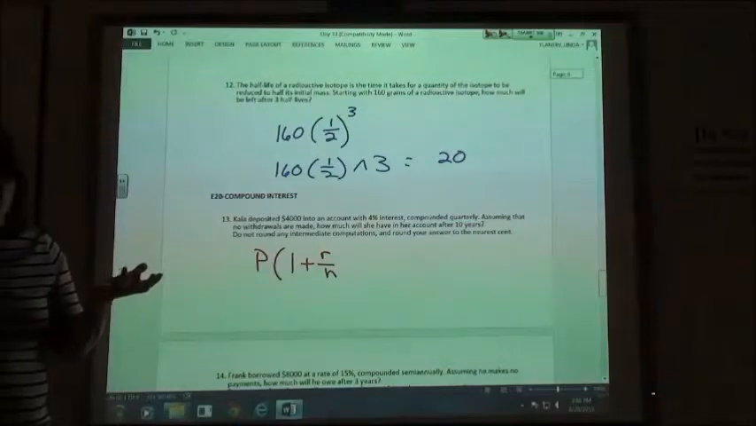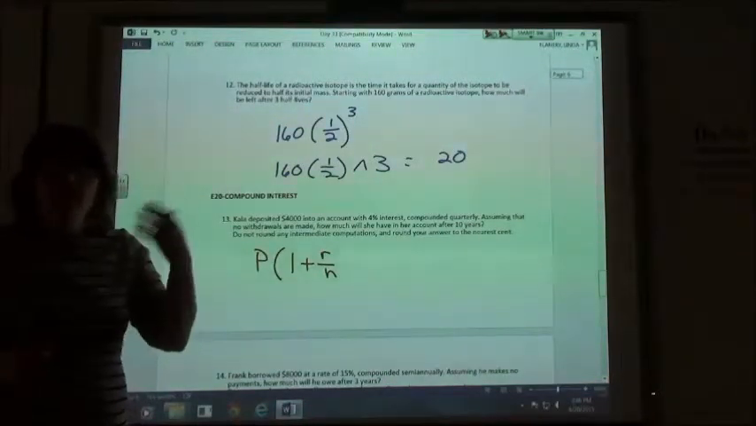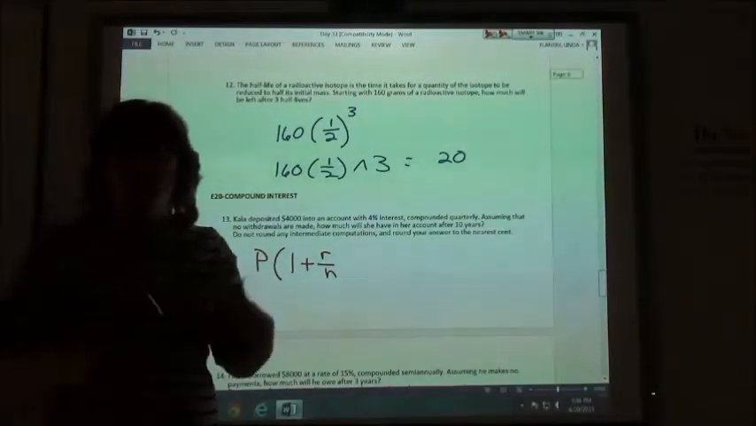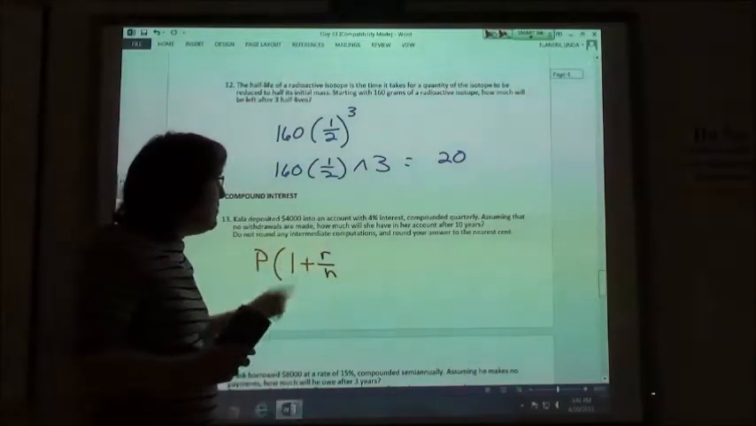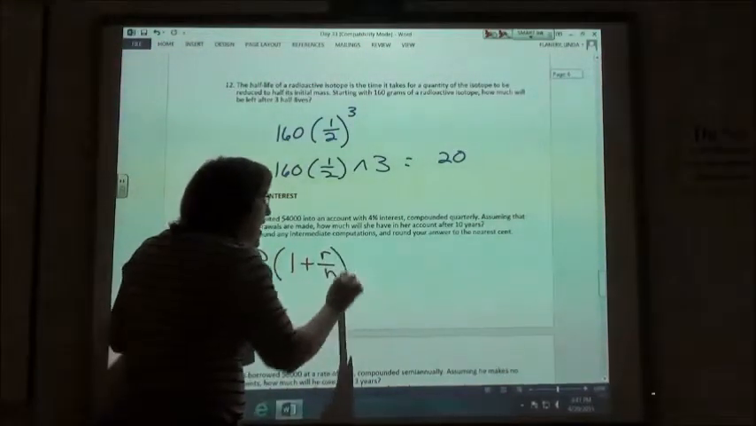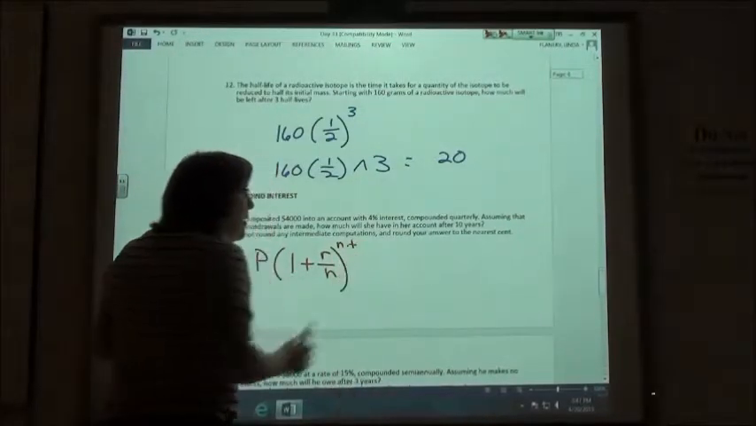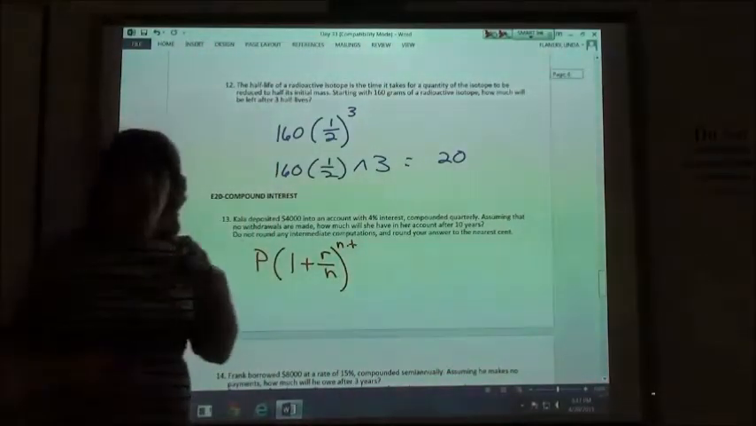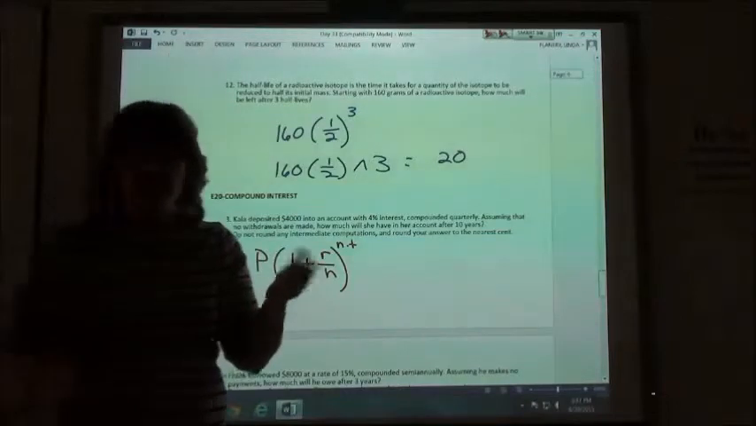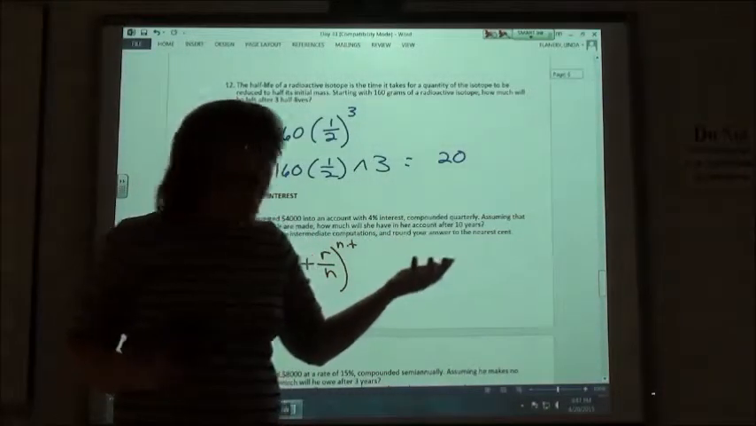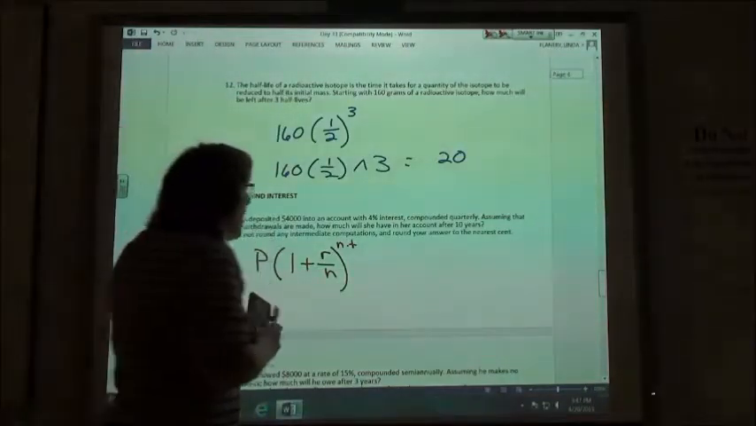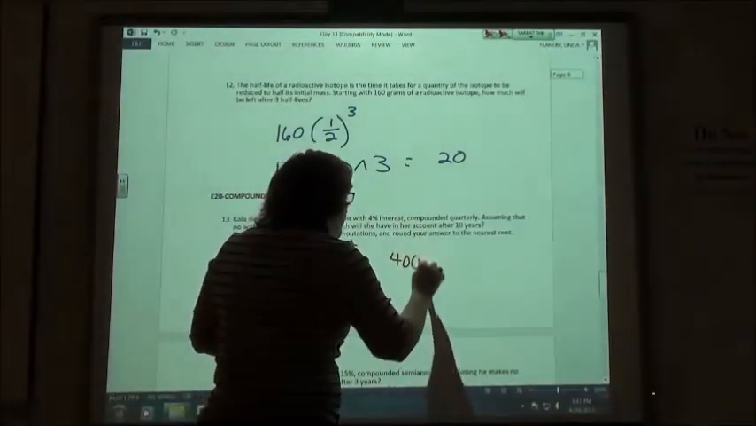If it's 4% compounded quarterly, 4% divided by 4 means 1% every quarter. So, percent divided by the number of compounding periods, and then it's to the nt power. If I have it for 10 years, but I'm compounding it quarterly, 10 years, 4 times a year means 40 total times. So, we started off with $4,000.